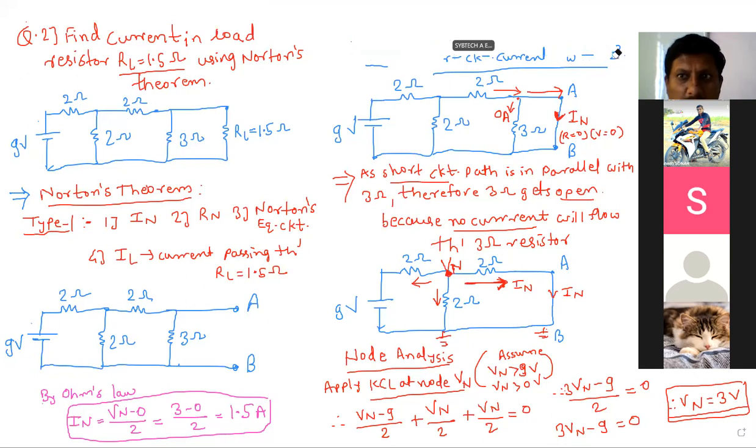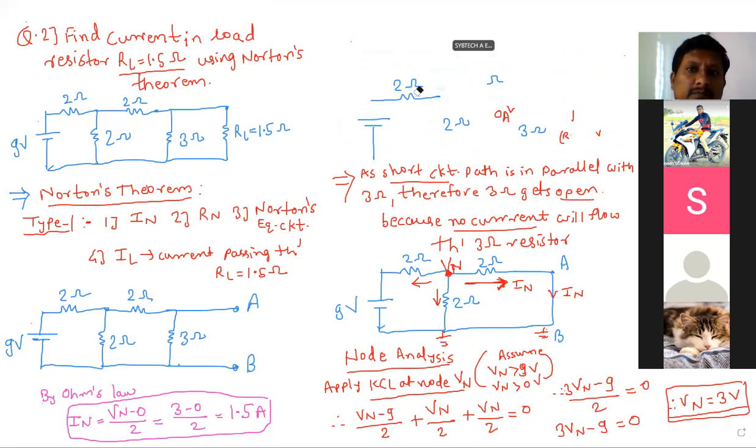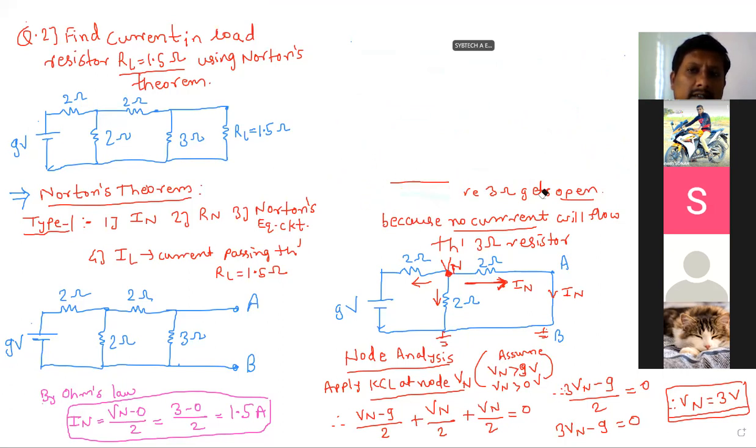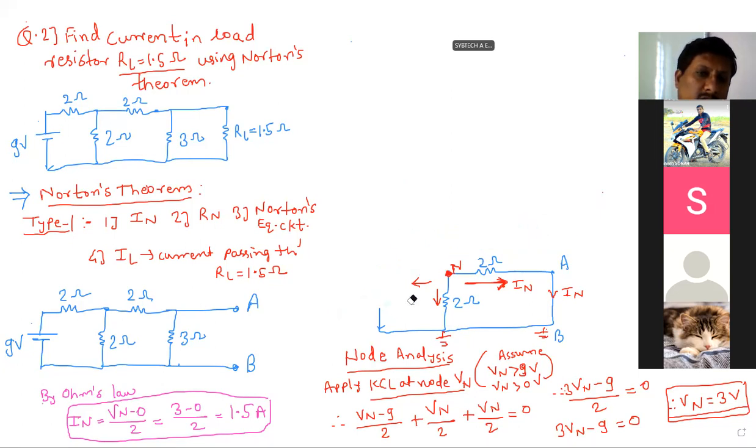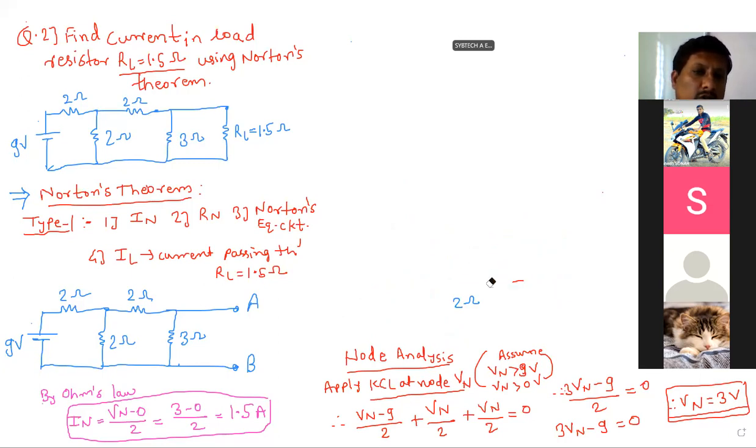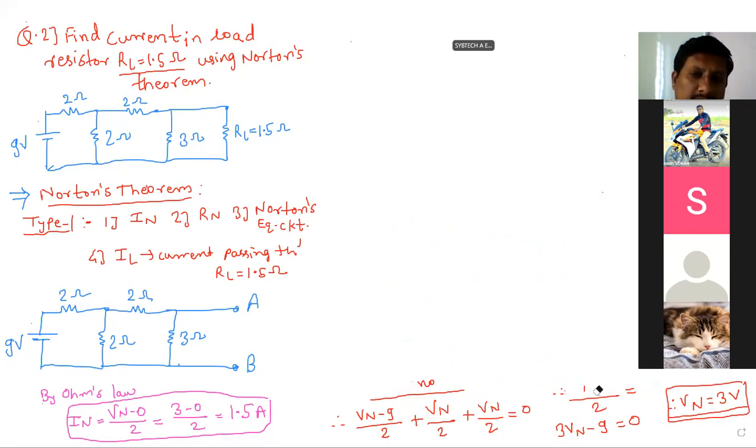That is how to calculate RN. So what do you have to do now while calculating RN? The original circuit, where A and B we have already opened, that circuit we have to use. But while finding out RN, the equivalent resistance, what do we have to do with the 9 volt source?